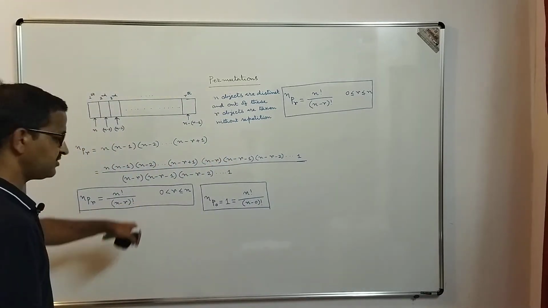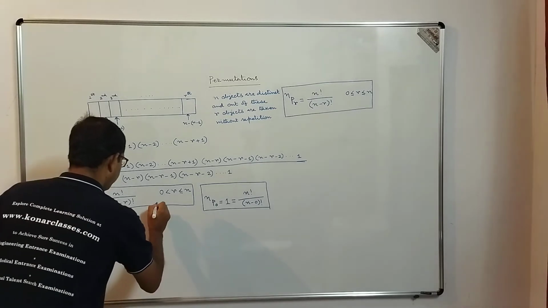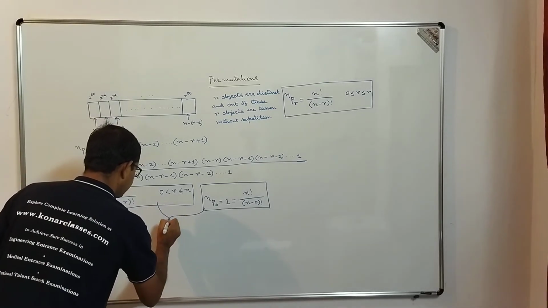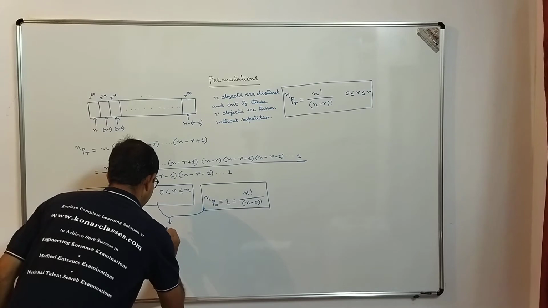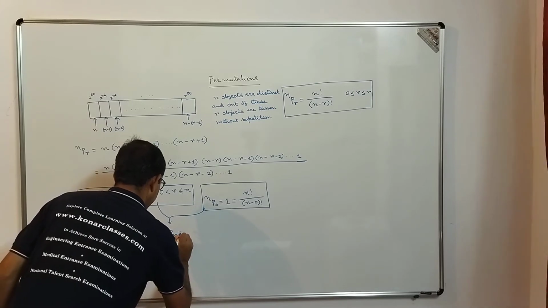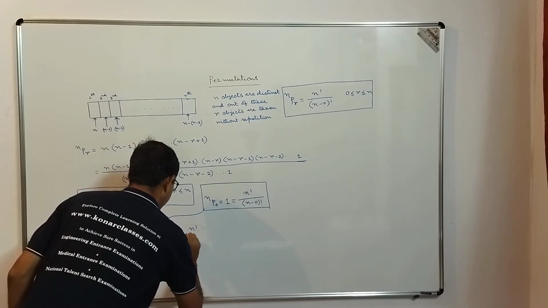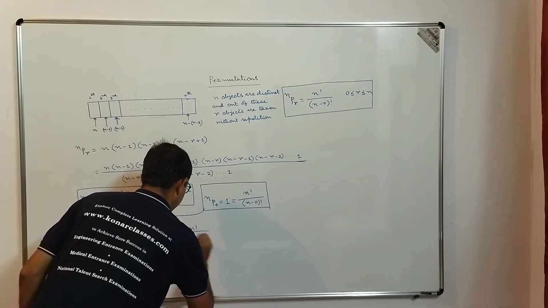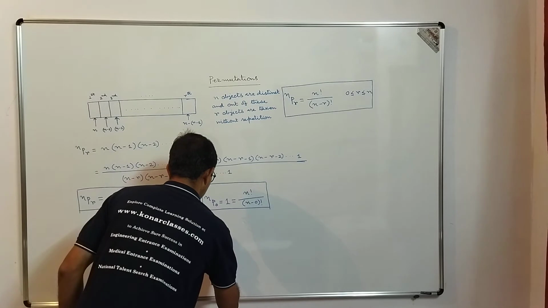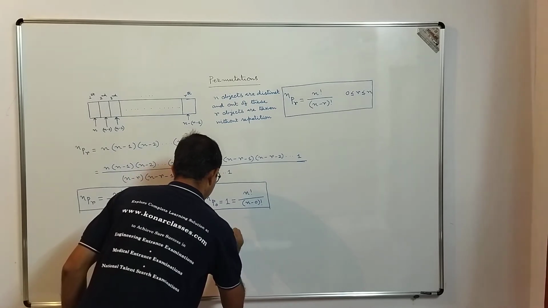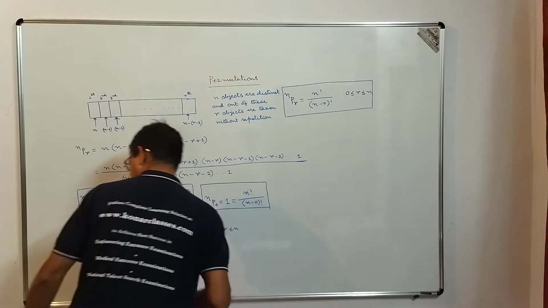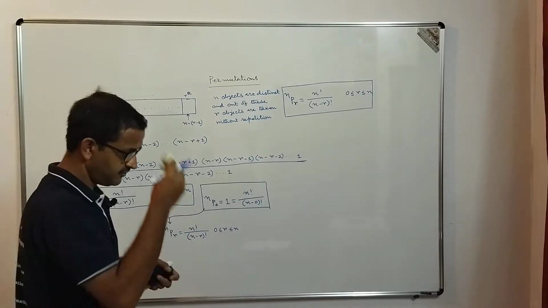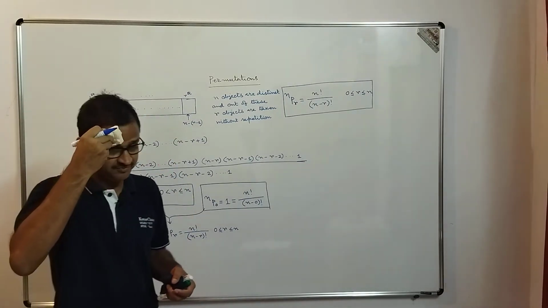Now we can combine these two. If we combine these two, dear students, what we get is that nPr is equal to n factorial divided by n minus r factorial, where 0 less than or equal to r less than or equal to n. And we are able to prove that derivation.